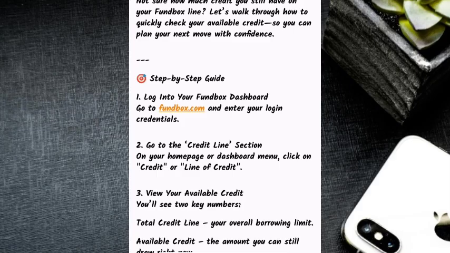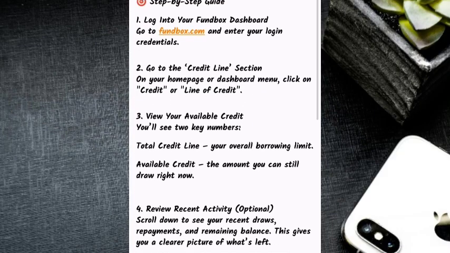Go to fundbox.com and enter your login credentials. Next step is to go to the credit line section. Now on your home page or dashboard menu, you're going to click on the credits or line of credits. Third step is to view your available credit.